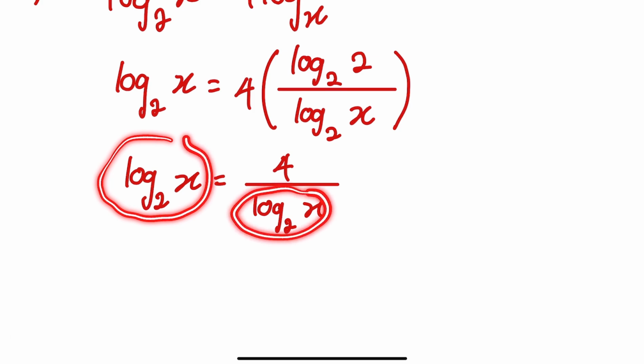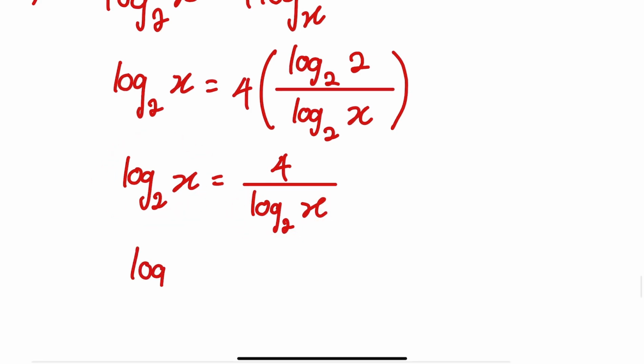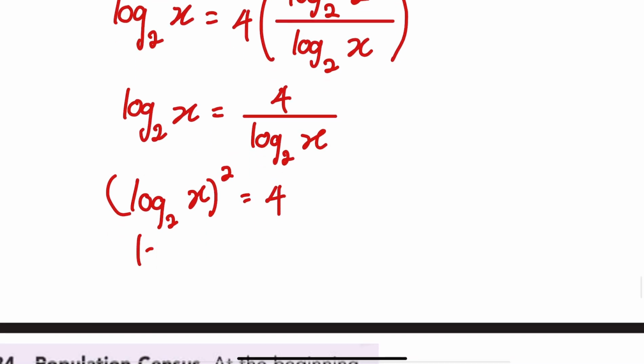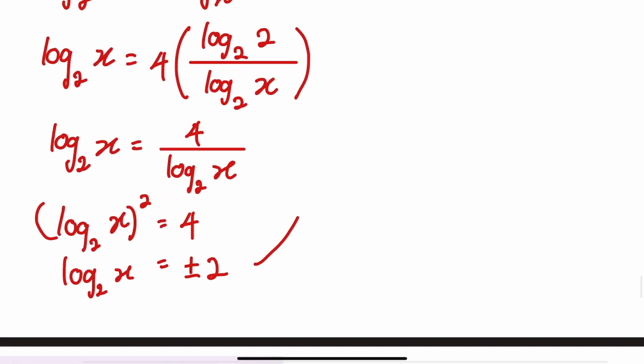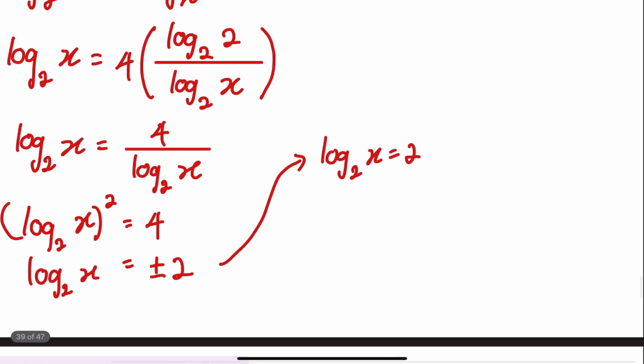This times this will give me (log base 2 of x) squared equals 4. Which means that log base 2 of x, if I square root both sides, I'll get plus or minus 2. So therefore this means that log base 2 of x is equal to positive 2, or log base 2 of x is equal to negative 2.